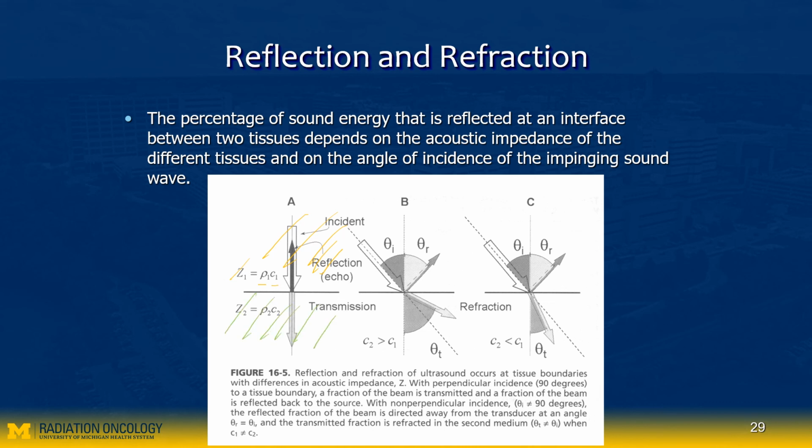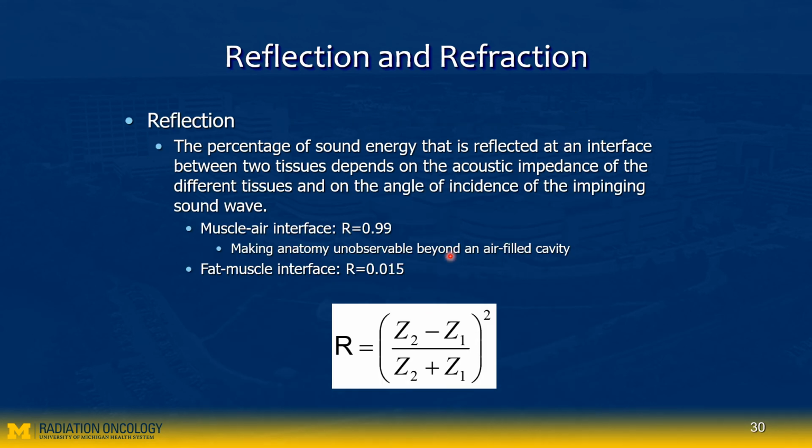So the amount of reflection that goes back, you see this dark arrow here, has to do with the relation between Z1 and Z2. It is also acoustic impedance that basically determines the amount of refraction, depending on the incident angle. So this material difference is very, very important. This equation right here determines how much of the sound will be reflected back.